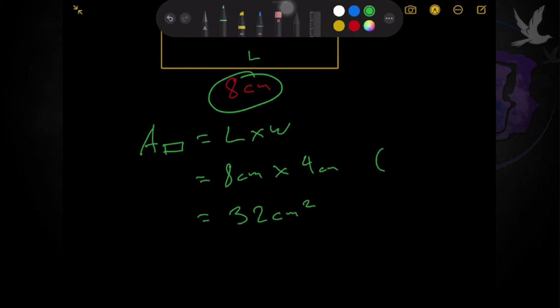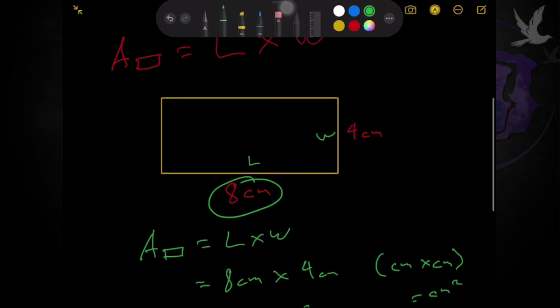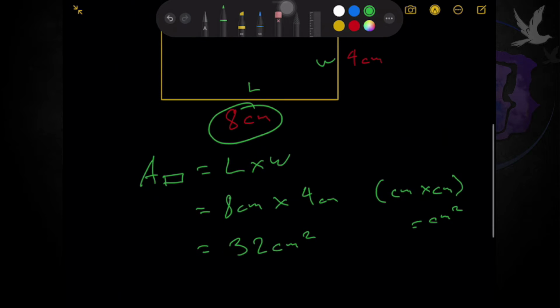Why squared? I already explained this before. Centimeter multiplied by centimeter is equivalent to centimeter squared. Okay? That's a basic law of exponents when you are going to learn about algebra soon. Okay? So, again, we go back. This is how you basically solve for the area of a rectangle.